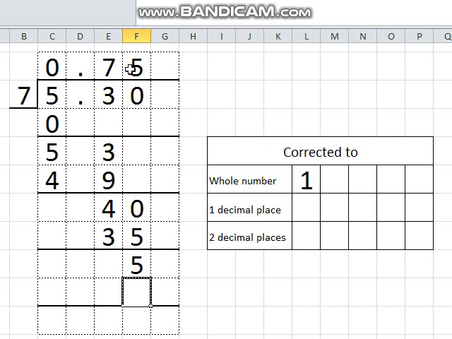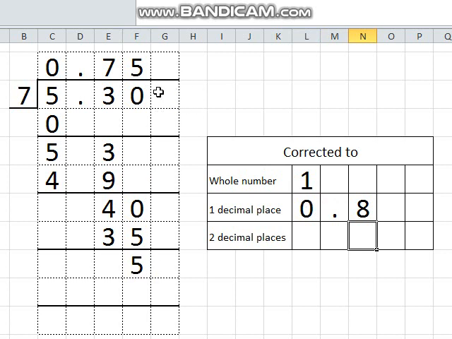Okay, so let's see, this one has 2 decimal places, and when you want to correct to 1 decimal place, this one you just round it. So 0.75, the closest 1 digit decimal is 0.8 when you round it, just like that. Okay, so if we continue again, let's continue.